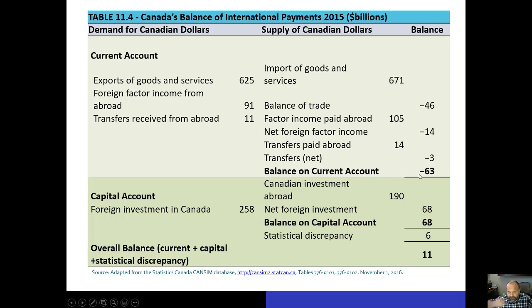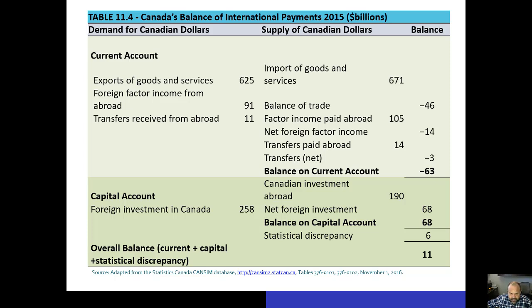Okay, so we can think we've sold more to the rest of the world than we bought from the rest of the world, so this is a net outflow, you can think. But on the capital account, we have foreign investment in Canada of 258. The Canadian investment abroad here would be 190. So if we net that out, the net foreign investment overall would be a positive 68. And so the balance on the capital account would be 68, okay?